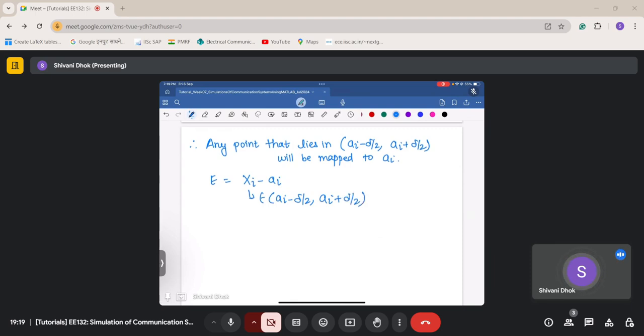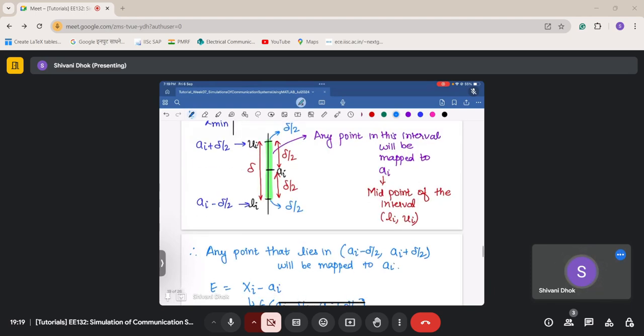If you subtract this Ai from this particular interval, then you can say that this E will be from minus delta by 2 to delta by 2. Let me write it. Or let's take it in this way.